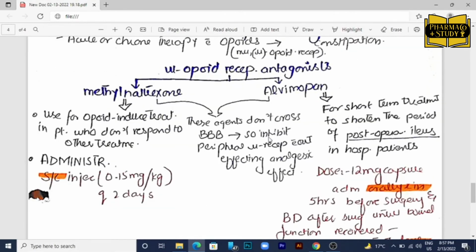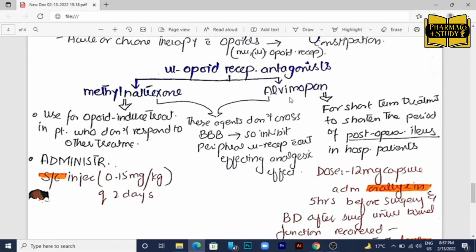Okay. Now, how to administer? It is administered by subcutaneous injection, 0.15 milligram per kg every 2 days. So this is the dosage that you have to give. This is per kg, not per day.